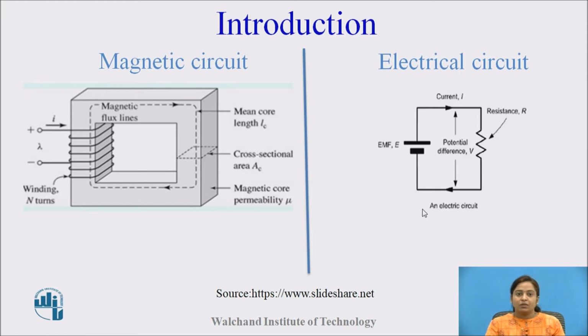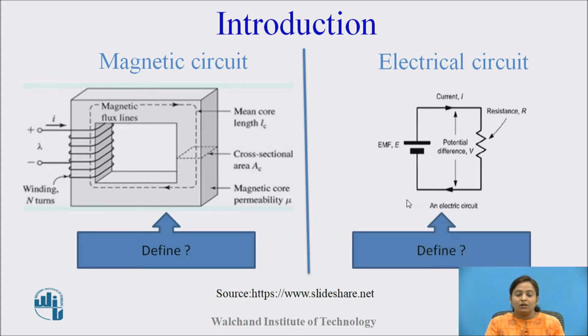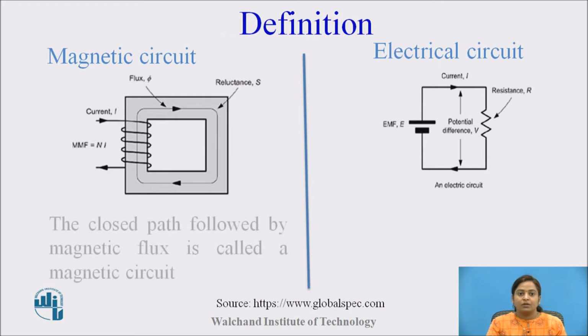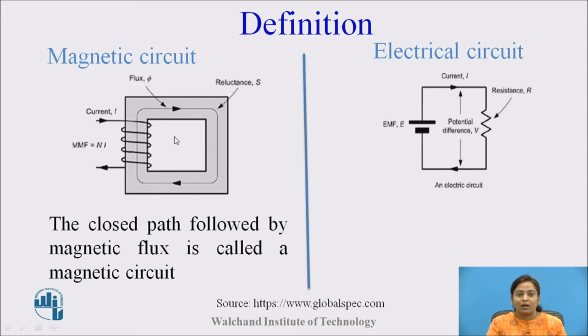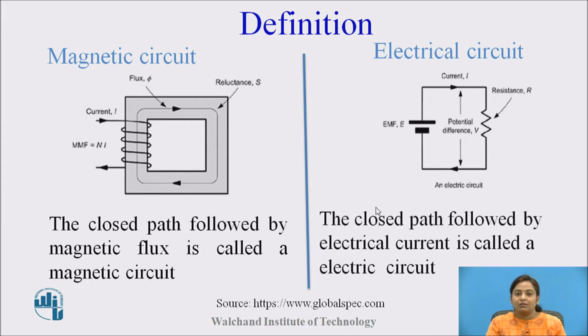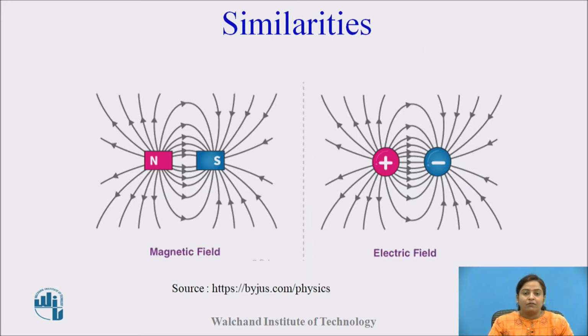Now one question: how can we define the magnetic circuit and electric circuit? Pause the video for a while and think. The magnetic circuit is defined as the closed path followed by magnetic flux, and the electric circuit is defined as the closed path followed by electric current. Now we will learn about the similarities of magnetic circuit and electric circuit.